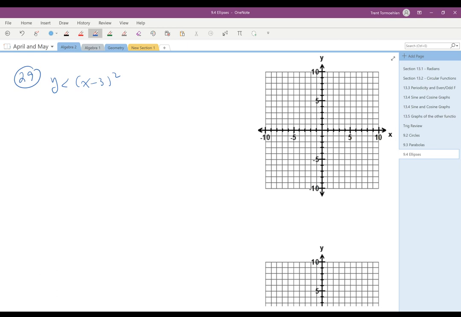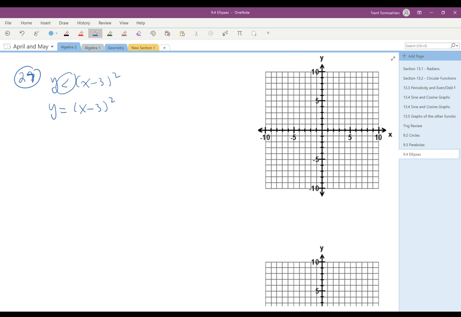Okay, so looking at number 27, it's y is less than (x minus 3) squared. Whenever we're doing these inequality problems, it's usually best just to ignore the less than to begin with and graph it as if it's an equation. It's less than, so we're going to use a dotted line when we graph this, because the equal part would be the solid line. And so we don't want it to be equal to, we want it to be less than that.